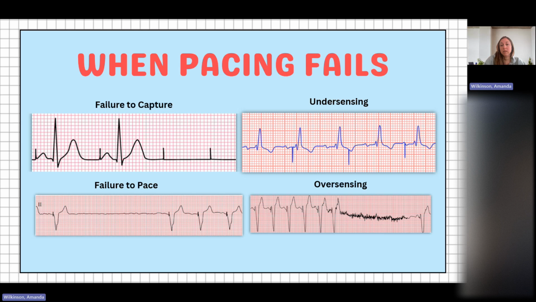And then there's oversensing. The pacemaker here is too sensitive and it misinterprets external or internal signals as heartbeats, so it holds back from firing. On the strip, you'll see long pauses between beats, no pacer spikes when needed. Patients may be symptomatic due to inadequate pacing. And sometimes there can be technology interference with these as well.